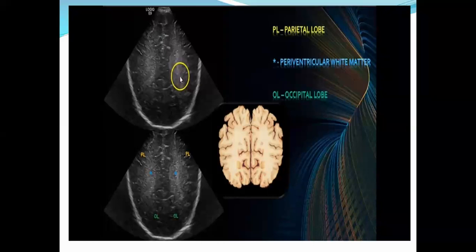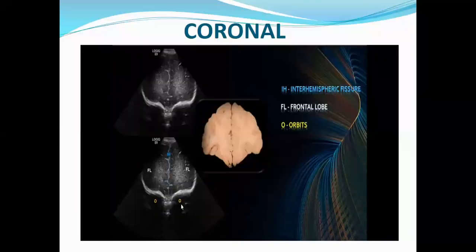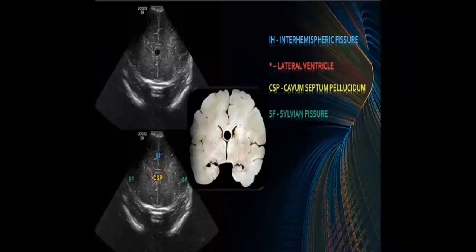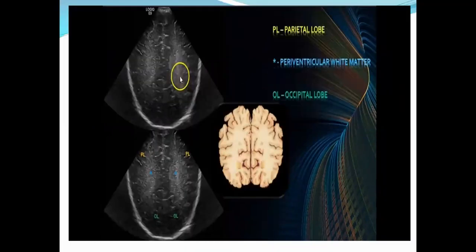So, a recap. The orbits, interhemispheric fissure. 1, orbits in yellow, that's the most important landmark. 2, septum pellucidum. 3, third ventricle. 4, choroid in profile. 5, posterior lobe. That's where you see now the adjacent white matter.